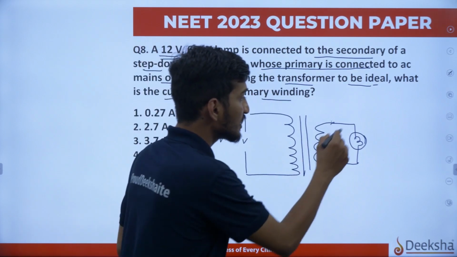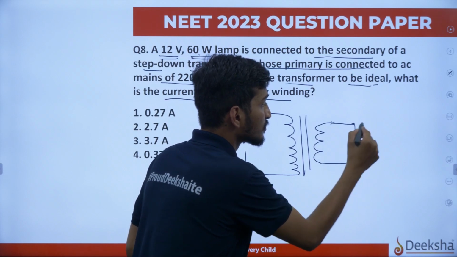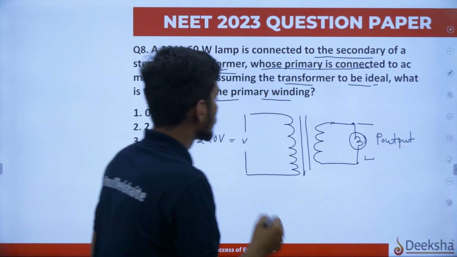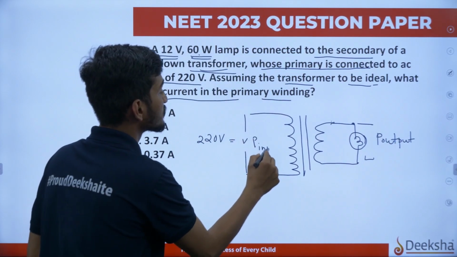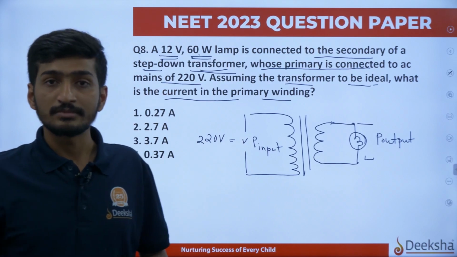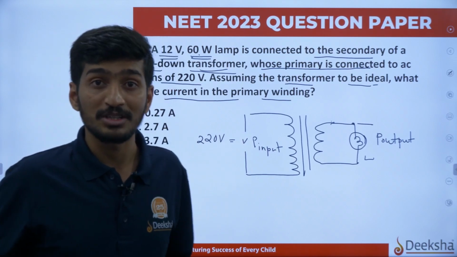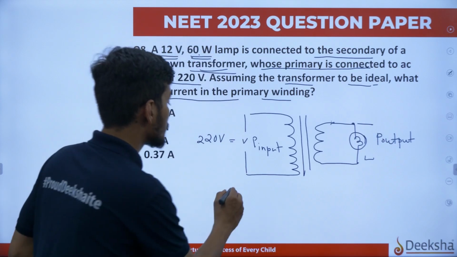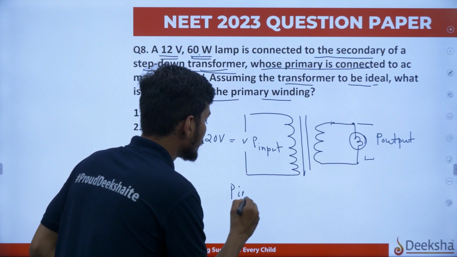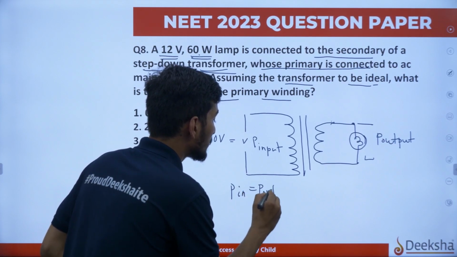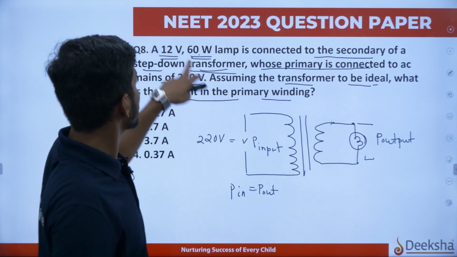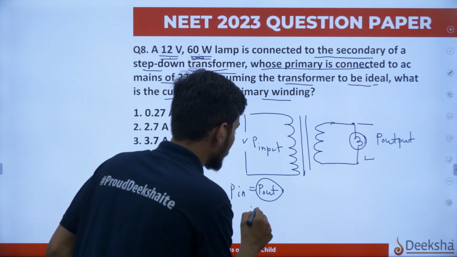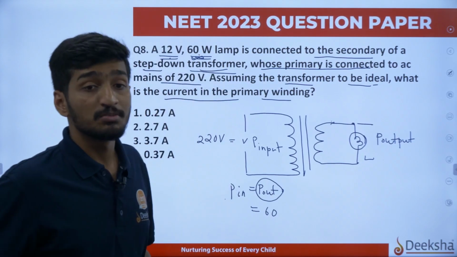So basically, the power output here and the power input here should be equal. That's the condition for an ideal transformer. Power you feed is the power you get out. So P input should be equal to P output. How much power is outputted here? You can see 60 watts. So put that here. How much is inputted here?